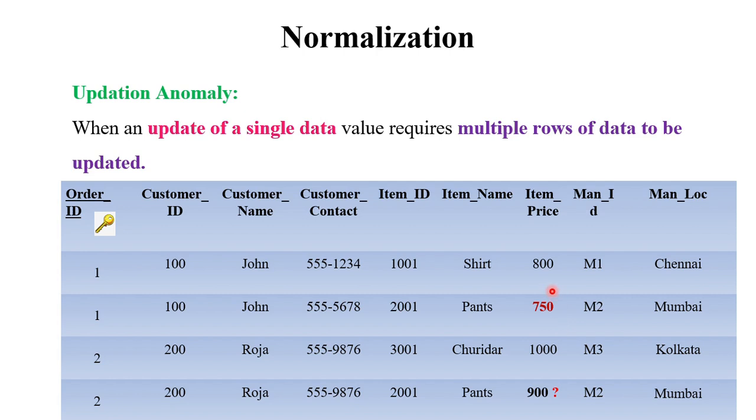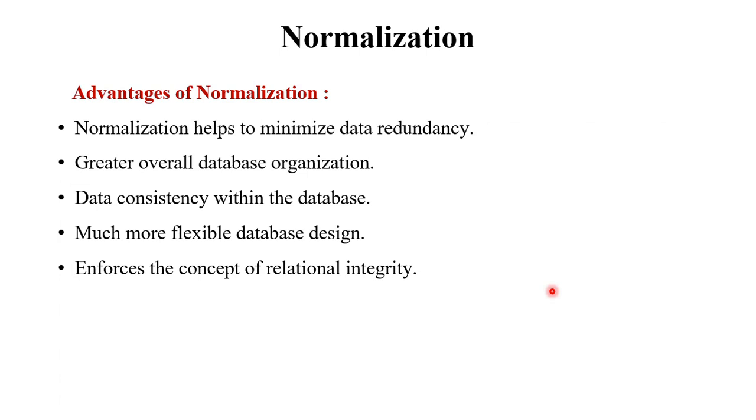Okay. Let's see some advantages. Generally, normalization is going to reduce the redundancy as well as the inconsistency. That is, it helps to minimize redundancy. It improves overall database design, organization, and data consistency, so the database is consistent, and it is much more flexible for database design, and it enforces the concept of relational integrity. Integrity means the row and column or any cell in the database is accurate and correct. That is what is called relational integrity.